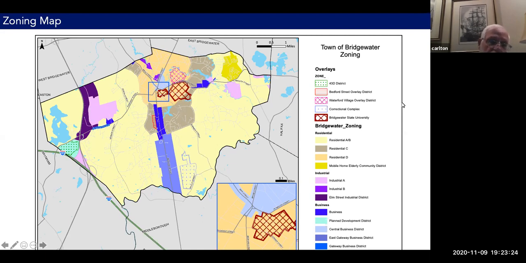In terms of the housing, you're missing a number of large developments like the Curve Street 40B, and you're also missing the big apartment complex that's coming in on Plymouth Street down by the railroad.